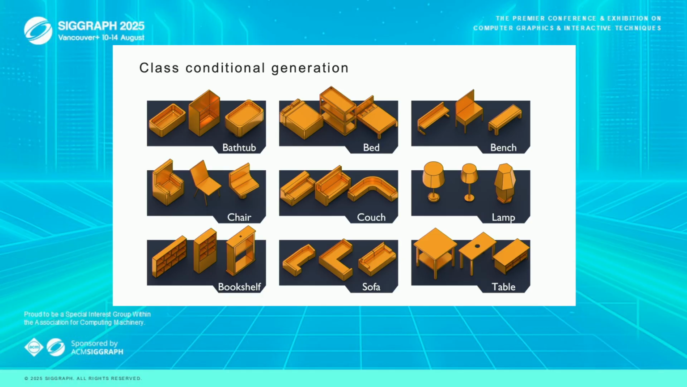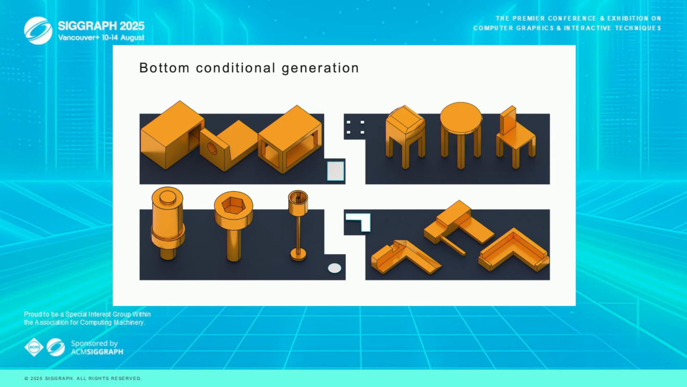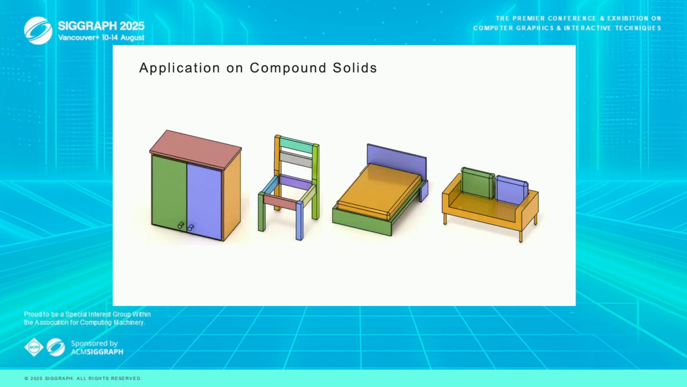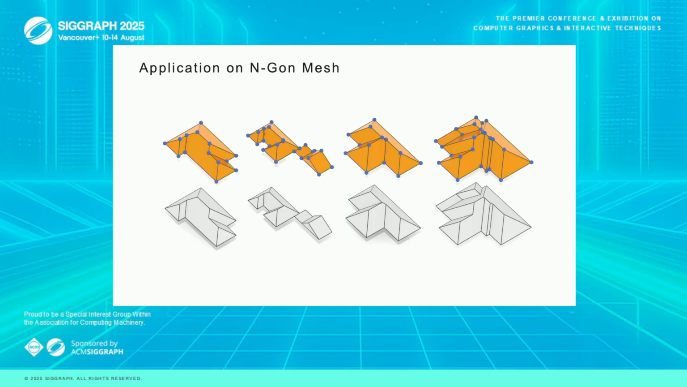Here are the results of conditional generation on the furniture dataset. To achieve this conditioning, we simply prepend a category describing token at the beginning of the generation sequence. Here are the auto-completion results. Each example shows different results generated by our method conditioned on the bottom shape. We also generate BREP containing multiple connected components, which is difficult to handle with previous methods. We can also generate other similar structures such as n-gon mesh.